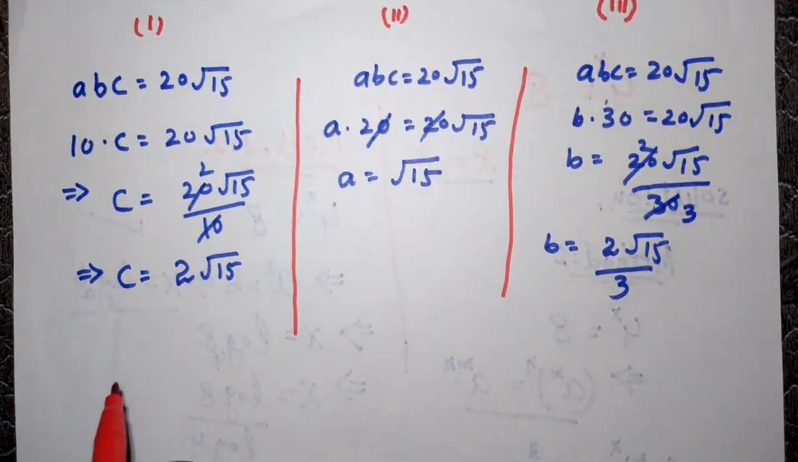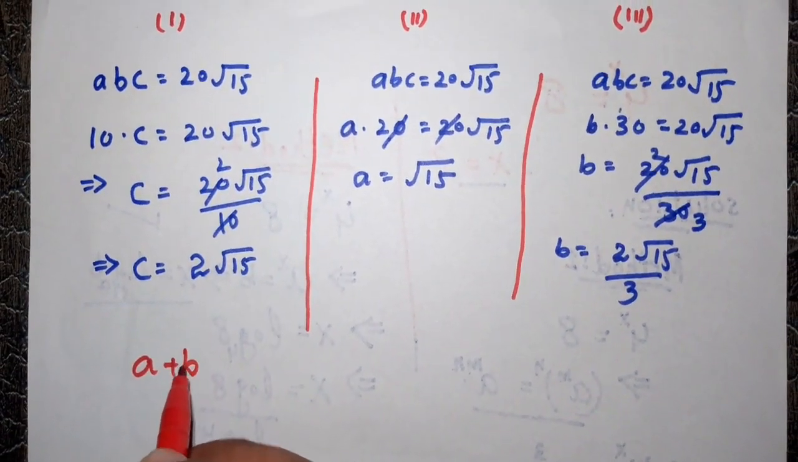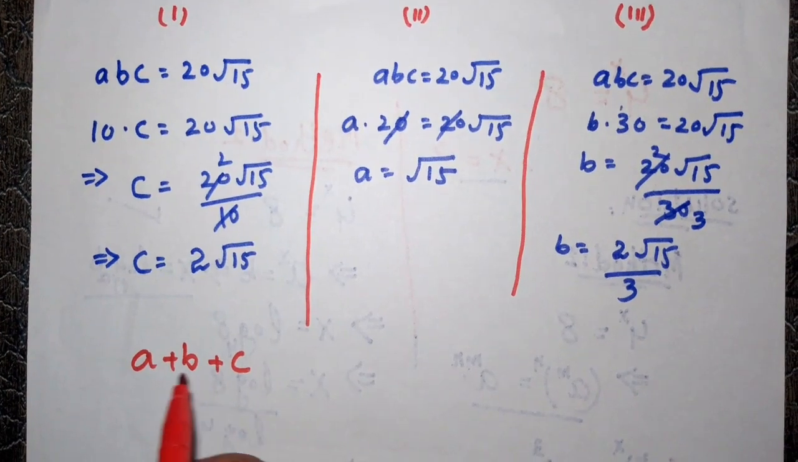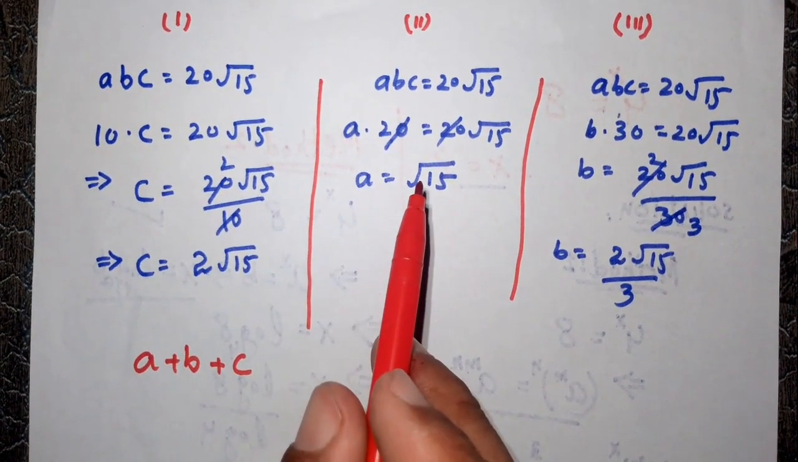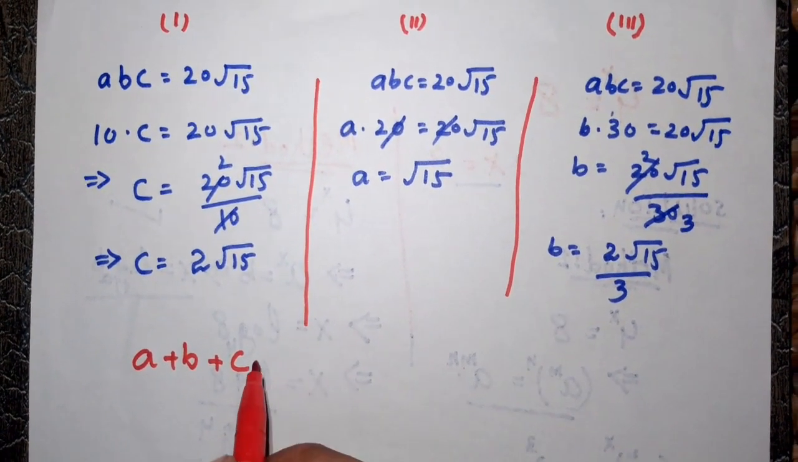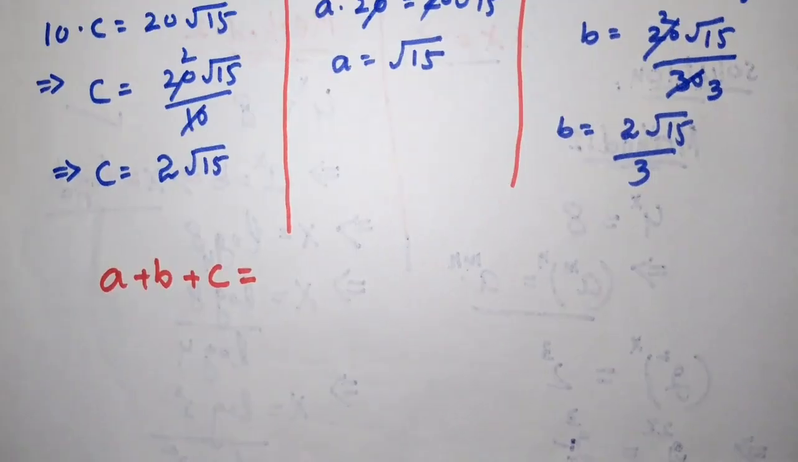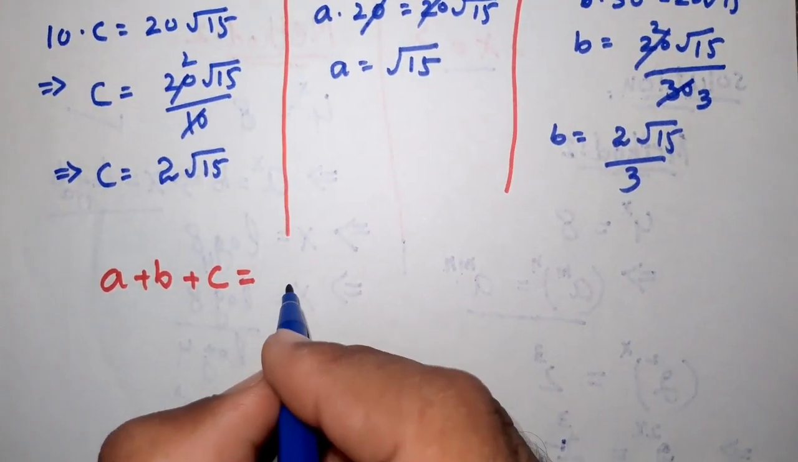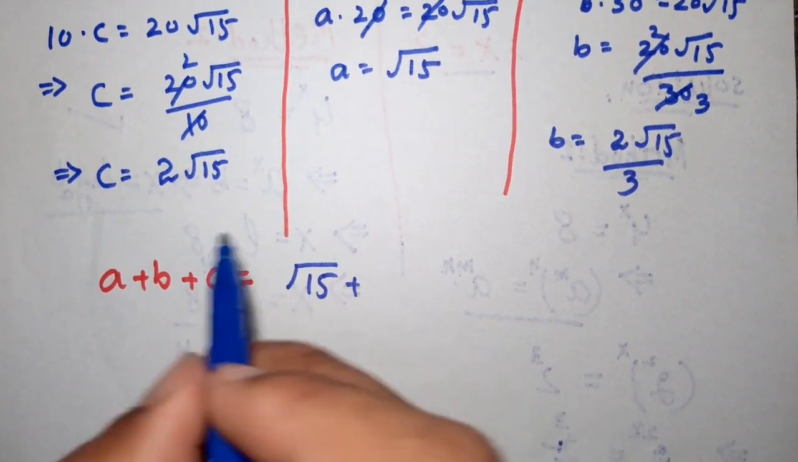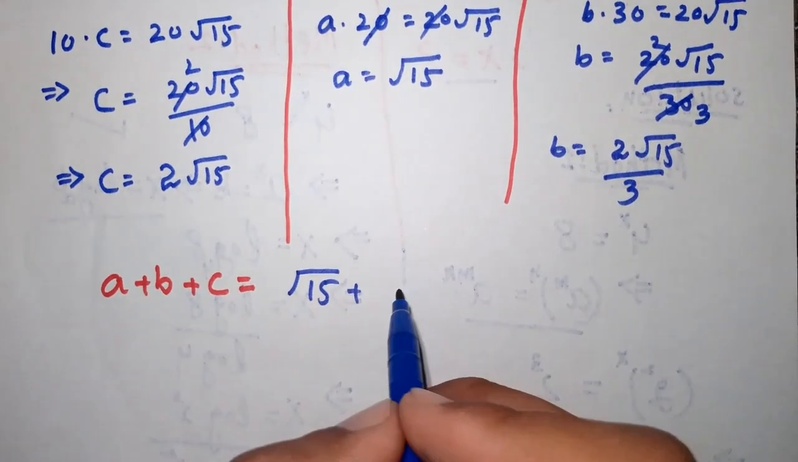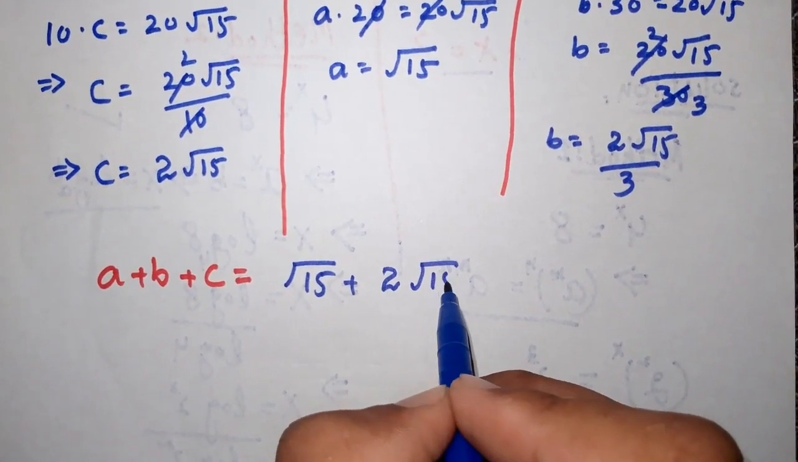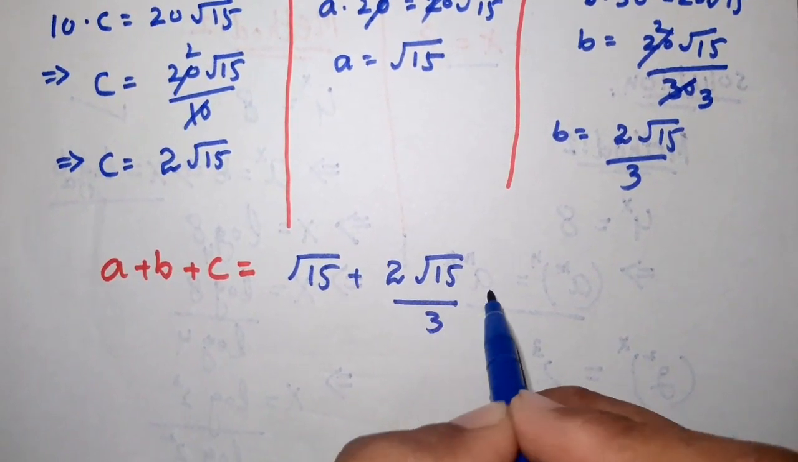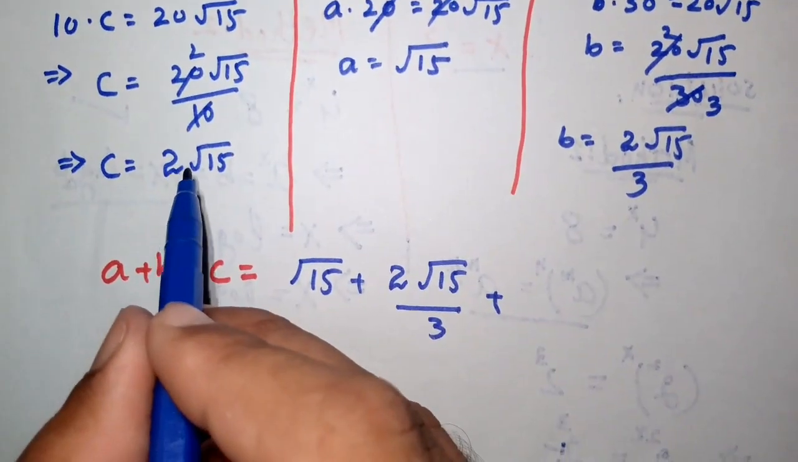Now we have to find A plus B plus C. We have to add the values of A, B and C. This will become A is equal to square root of 15 plus B is equal to 2 multiply square root of 15 over 3 plus C is equal to 2 square root of 15.